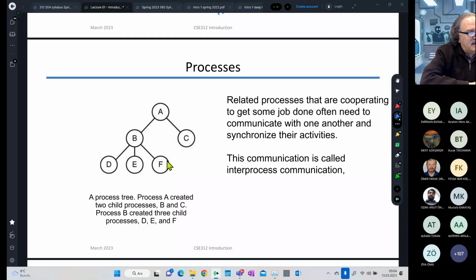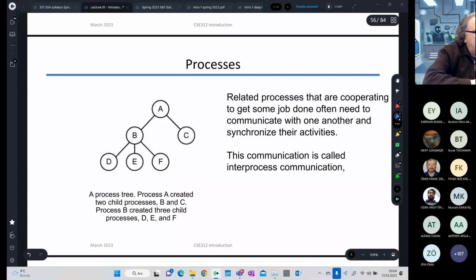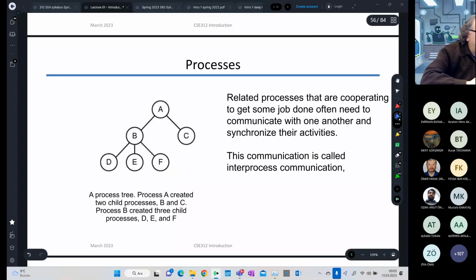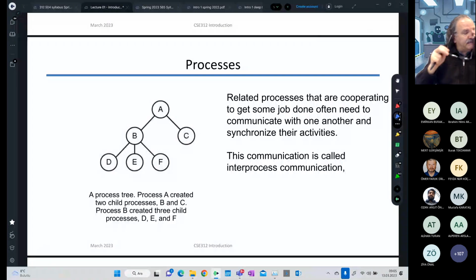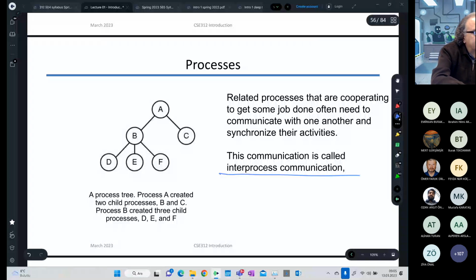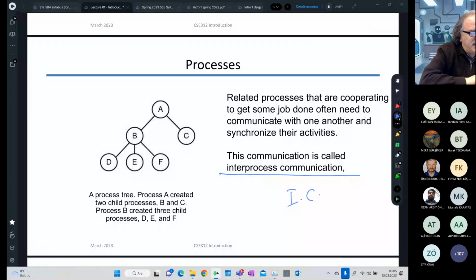And usually they help each other. A asks B and C to do something. B asks D, E, and F to do something. Whenever they are done, they communicate the data back to the parent process. So they have to communicate with the other processes. This is called inter-process communication. We will talk about this a lot. It is very simple to communicate between 2 processes.